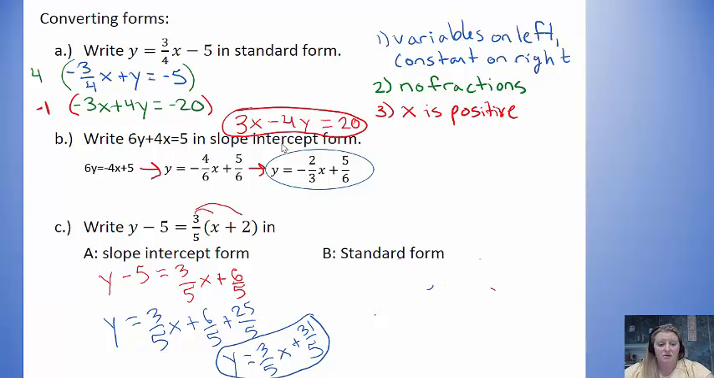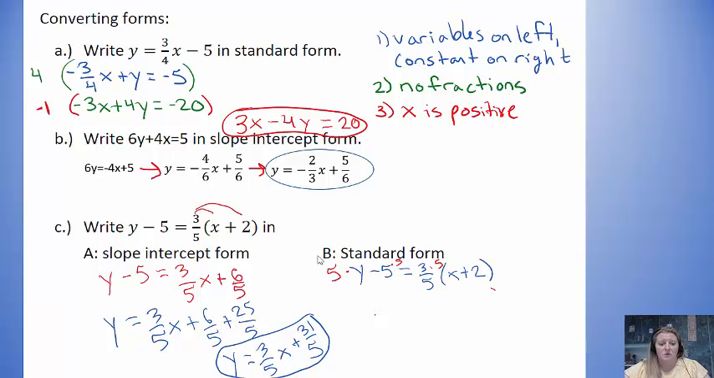Now to go from point-slope form to standard form. Again, let's pretend that I give you this as a starting problem, and I want you to convert that to standard form. You are certainly welcome to put it in slope-intercept form, just as we did, and then go from there to standard using the same steps as we did in Part A. That's fine, but there's an easier way to do it, and that's what I'm going to show you.